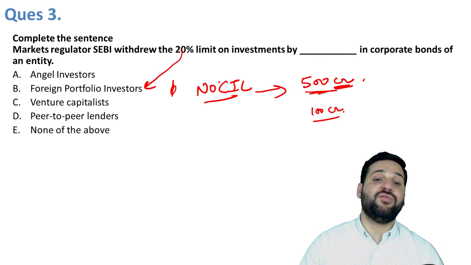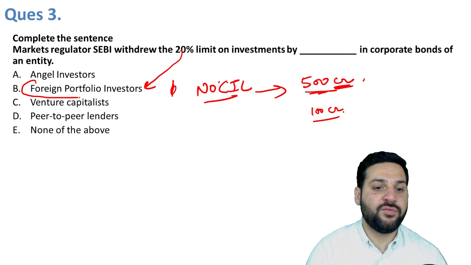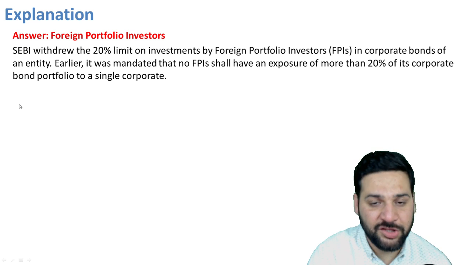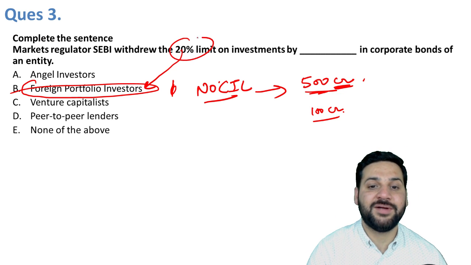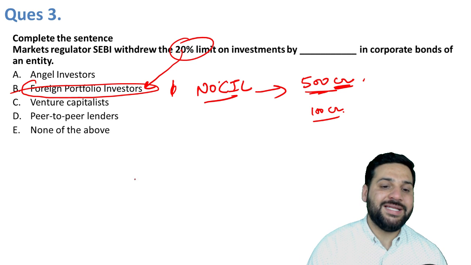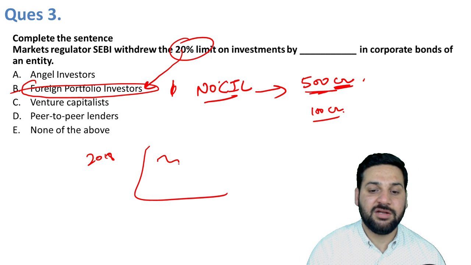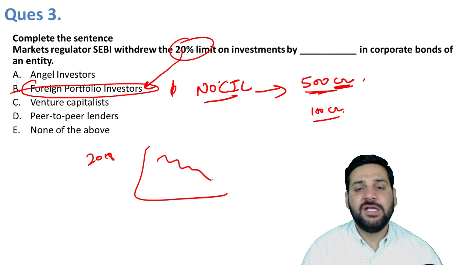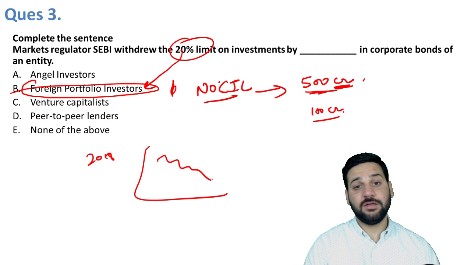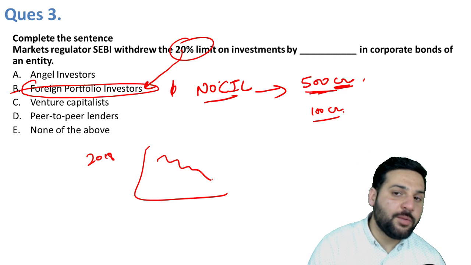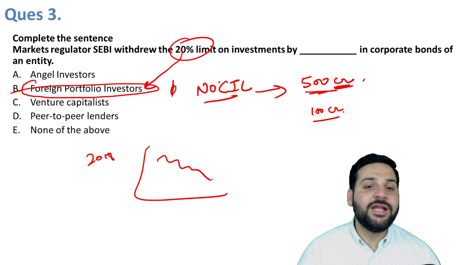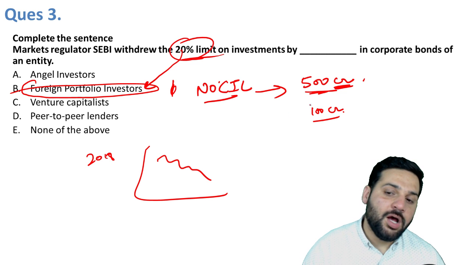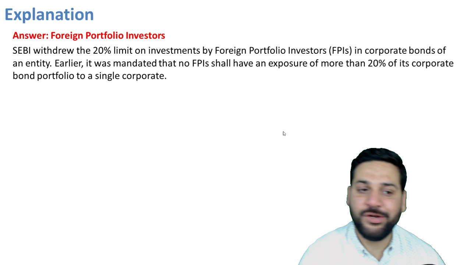But now SEBI has withdrawn this limit from foreign portfolio investors. Now there is no such limit. There used to be a limit of 20% because of the liquidity crunch. In 2018, the market was not stable. The markets went down, and the foreign portfolio investors and the FDIs took their money back. What SEBI wanted at that particular point of time was more foreign investment, and this limit was restricting the foreign investment. So now there is no limit of 20%.